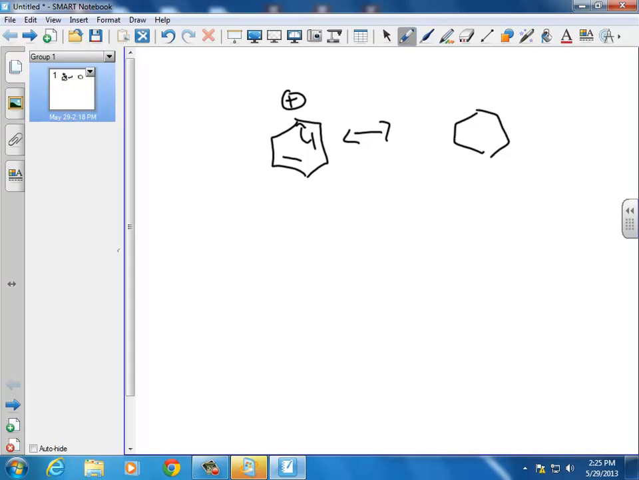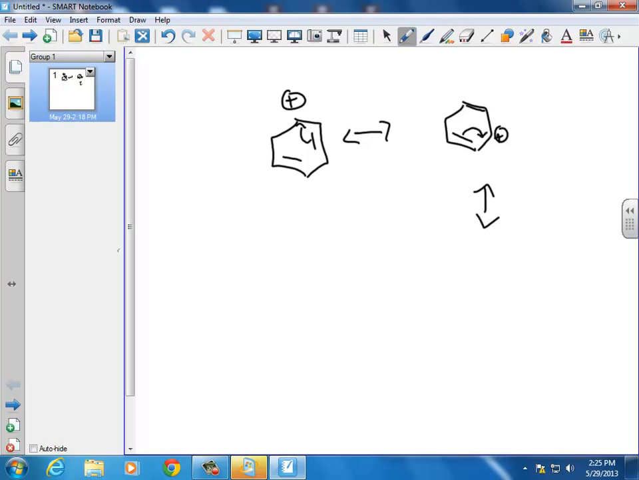So when I redraw my structure, you have your double bond there. Now my positive charge would be on this carbon, and this double bond would stay the same. Okay? We can draw one more resonance structure for this compound. Okay?